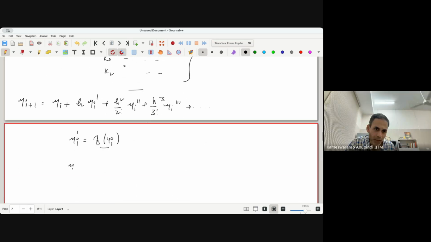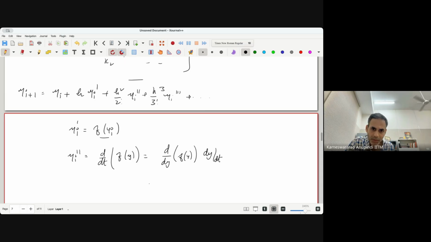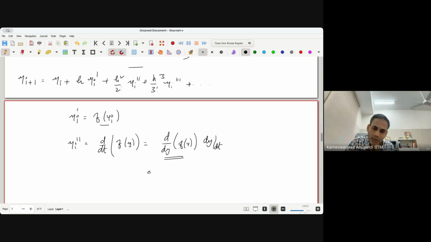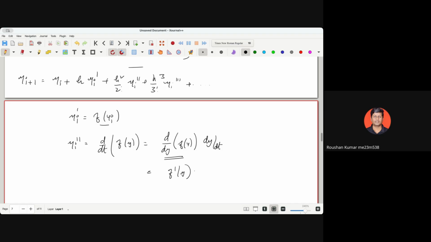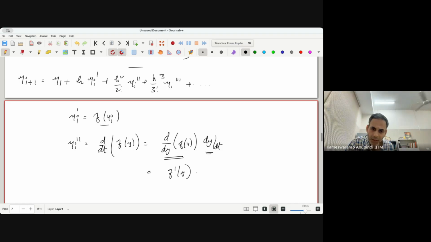And then y i double prime is going to be simply d by dt. Here prime is with respect to t, is it? Yeah, d by dt of y prime, which is f of y. Exactly. So what we said was this is d by dy of f of y times dy by dt. So d by dy of f of y is going to be simply f prime of y. Okay, so we have to apply chain rule, right, sir? Yeah, chain rule, and then dy by dt is simply f of y.